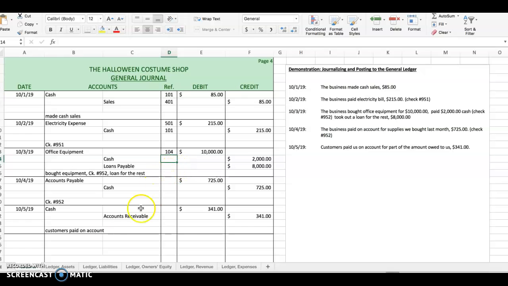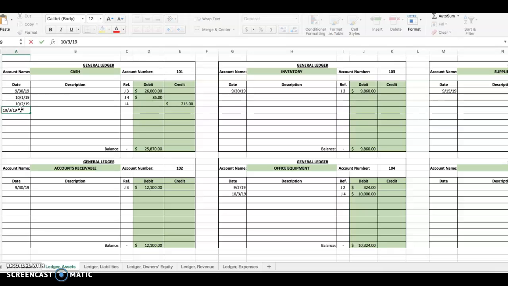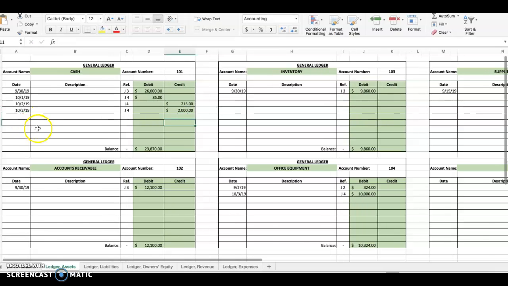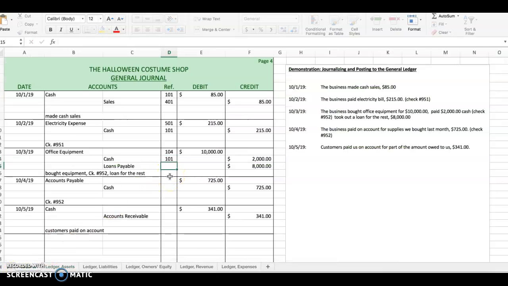And then we need to credit cash by $2,000. Again, journal page 4. And we paid money. We did pay $2,000. So that reduces our cash balance, as we can see here. And the 101 goes back into the journal.